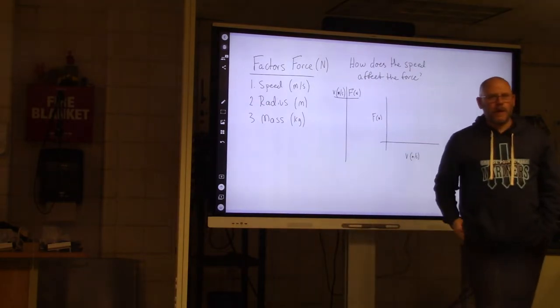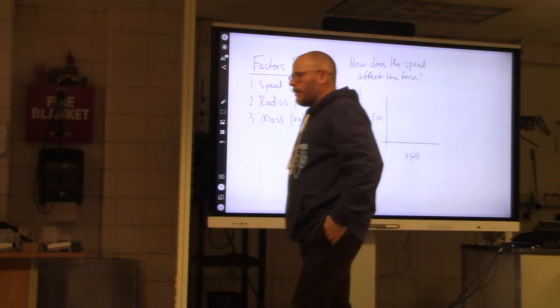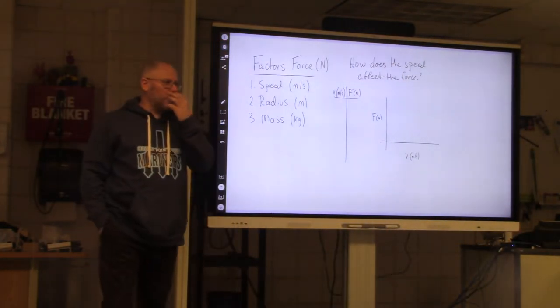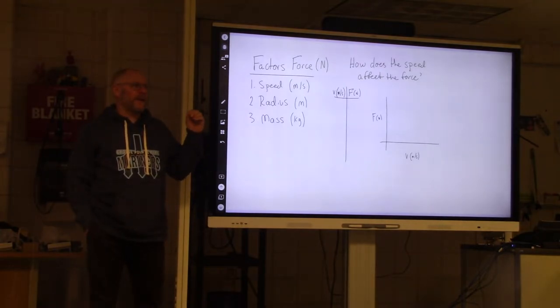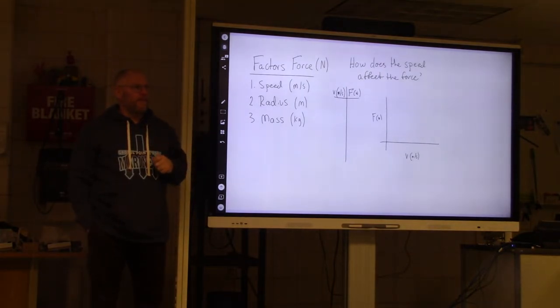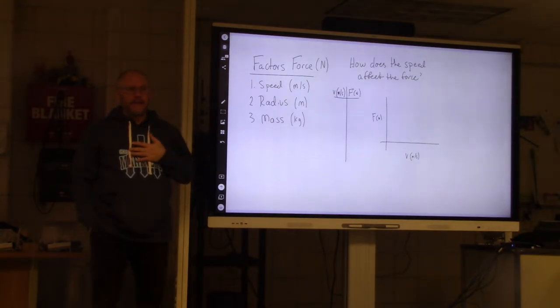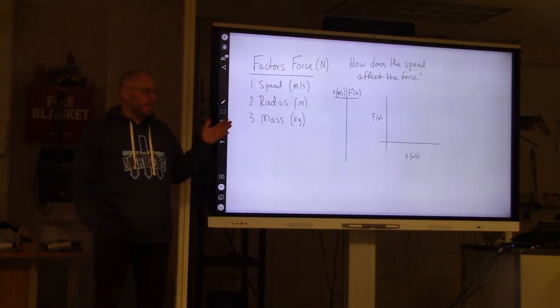So this is what I expect from you today. This is a little bit of a slow lab. There's a little bit of a lag here because I only have one apparatus, and so each group is going to have to get their data from me. It takes about 2 minutes to get the data from me, but if you're like the sixth lab group, it's going to be about 10 minutes until you can get your data. So there's a little bit of downtime.